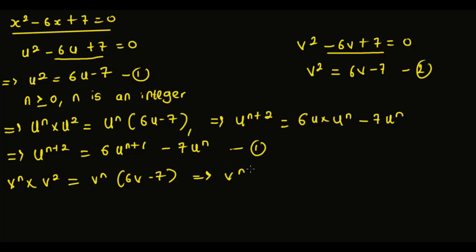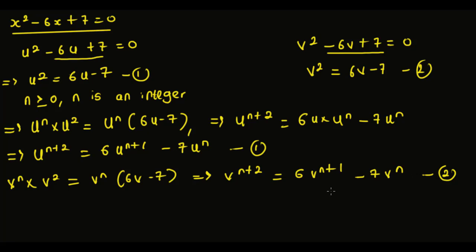So v raised to power n plus 2 is equal to v raised to power n times 6v. Since you know that from equation 1, we already have 6u times u raised to power n giving 6u raised to power n plus 1, 6v times v raised to power n is going to be 6v raised to power n plus 1. And then v raised to power n times minus 7 is going to be minus 7 times v raised to power n. So this is our equation 2, simplified form.